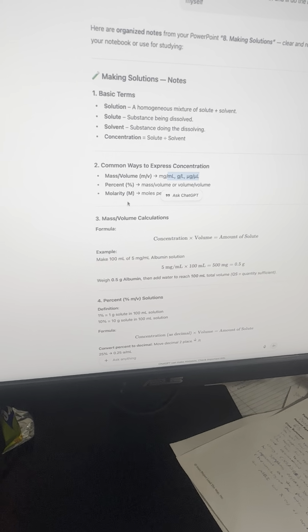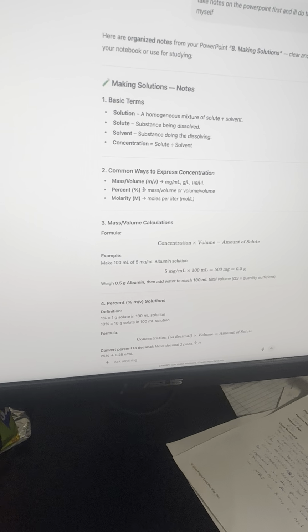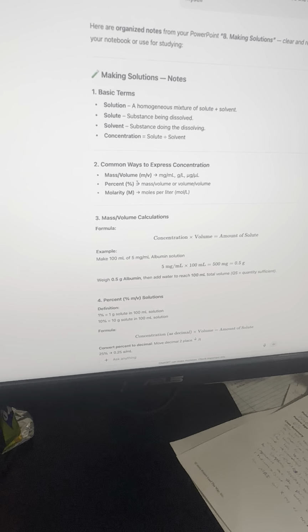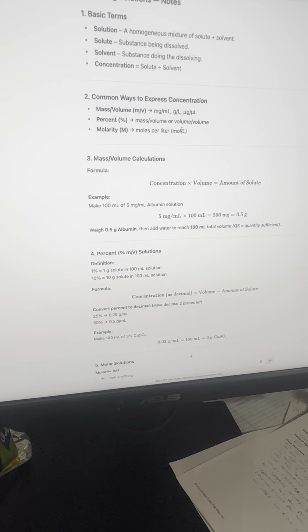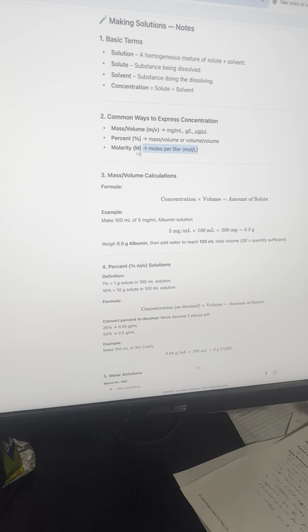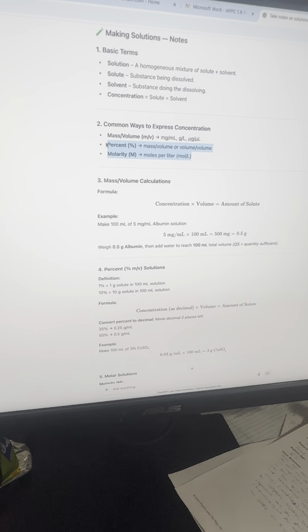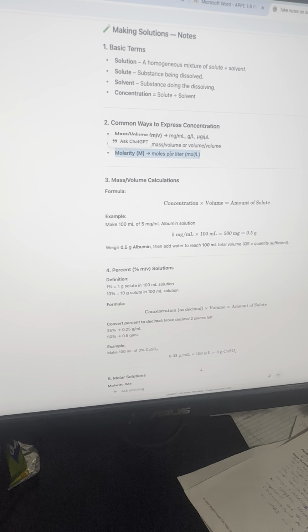Okay, percentage is really easy. You just convert it, so 1% means 1 gram per 100 milliliters. I'll show you more after that, right? So it's just mass over volume, or volume over volume. And molarity is moles per liter. These two get kind of confusing, but if you figure out moles, which are the only hard one, you'll be really chill.